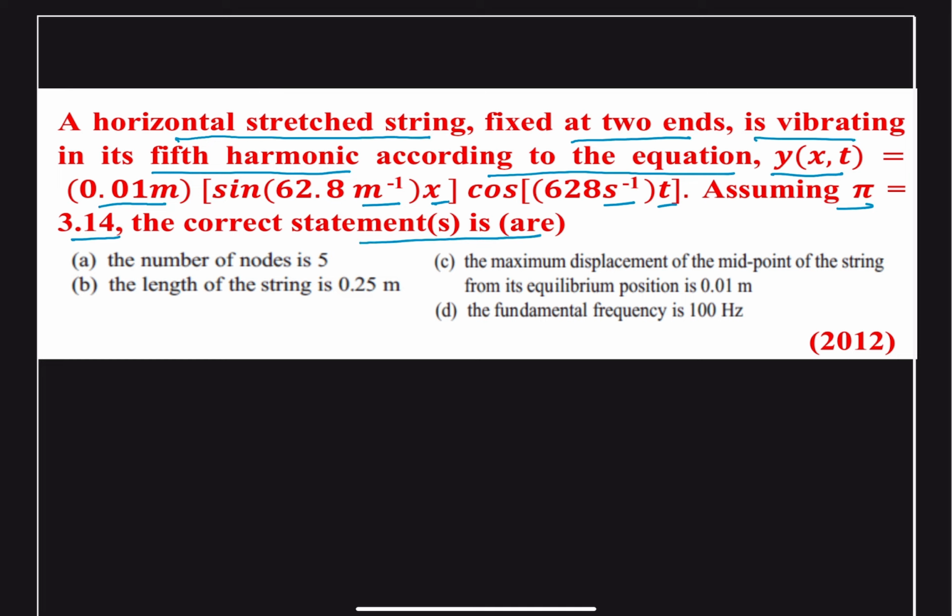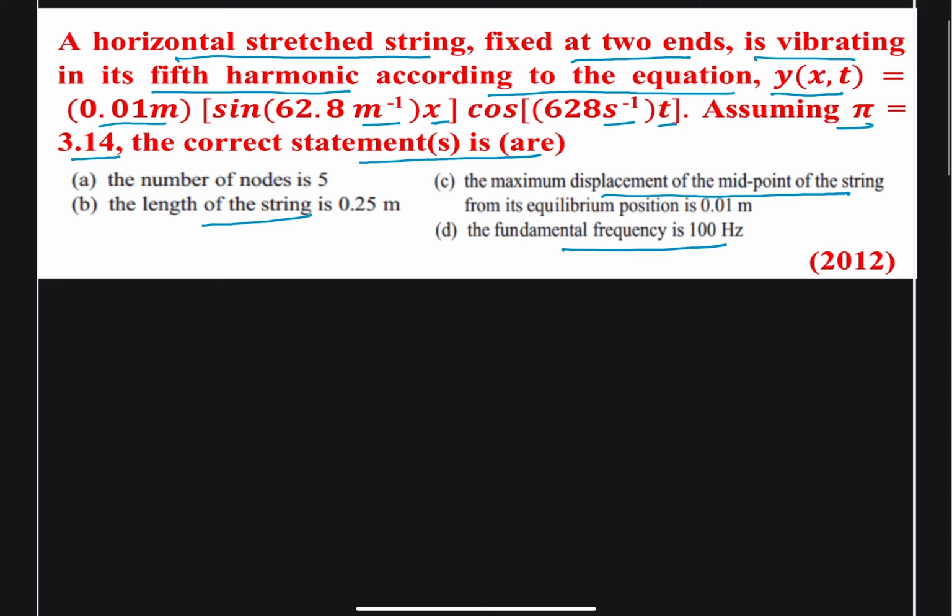So in the first, we have to find out the number of nodes. Then we are going to find the length of the string, then the maximum displacement at the midpoint, as well as the fundamental frequency. In this case, we are going to make a comparison of the given equation with the standard equation, and from there we are going to find out its wave number as well as the angular frequency. Then we can find out the various things which we are required to find out.